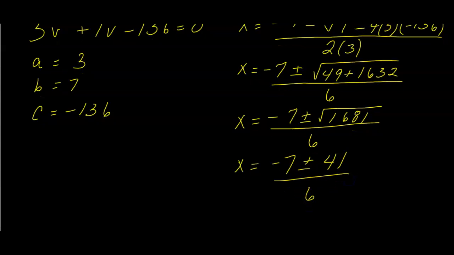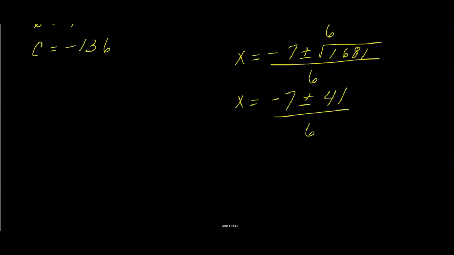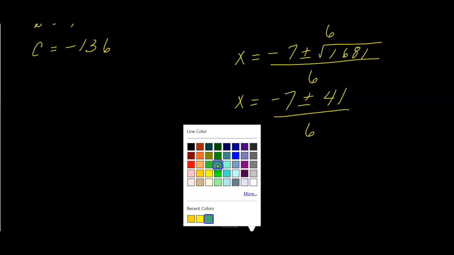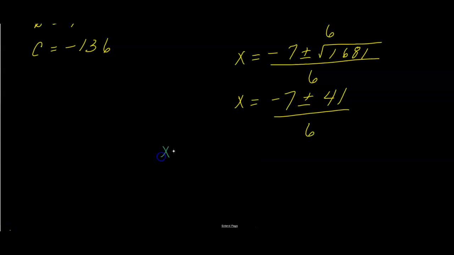Okay, so this is going to give us our two answers, because remember, when you solve a quadratic, you get two answers. So one of the answers that we have is x equals negative 7 plus 41 over 6. So we end up with 34 over 6. And then 34 divided by 6, when you reduce that, is going to give you 17 over 3. So that's one of your x-intercepts.